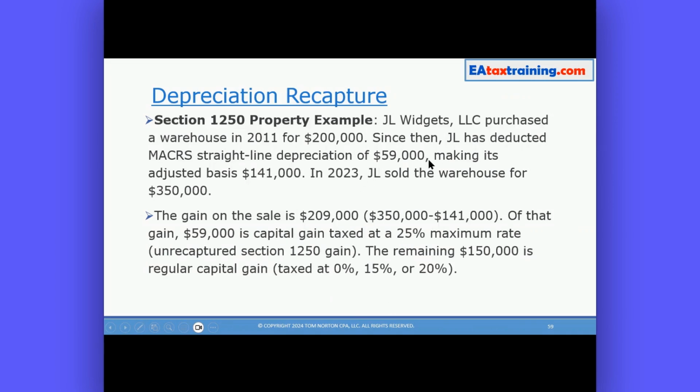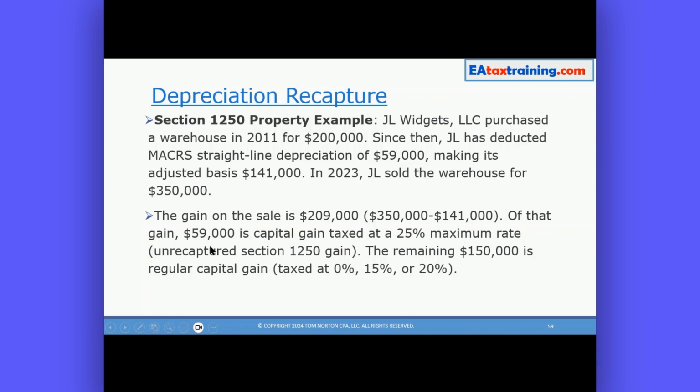Section 1250 property. JL Widgets LLC purchased a warehouse in 2011 for $200,000. Since then, JL has deducted straight line depreciation of $59,000, making its adjusted basis $141,000. In 2023, JL sold the warehouse for $350,000. So the gain on the sale is $209,000, the $350,000 sale price minus the $141,000 adjusted basis, right? Because the $200,000 minus $59,000 gave you the $141,000.